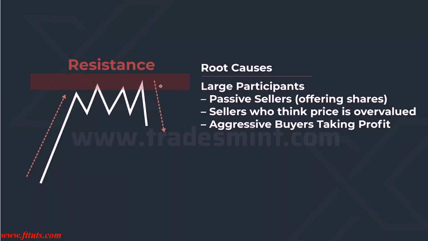Let's talk about resistance, right? So what's the root cause of resistance? Large participants, okay? Passive sellers that are offering shares that absorb the momentum, right? Or sellers who think that price is overvalued. So price comes up to this point, sellers come into the market, right? Or aggressive buyers taking profit. So momentum goes up to a certain point, then the aggressive buyers start to take profit, right?